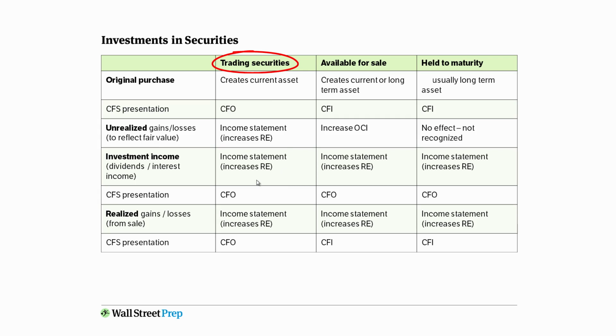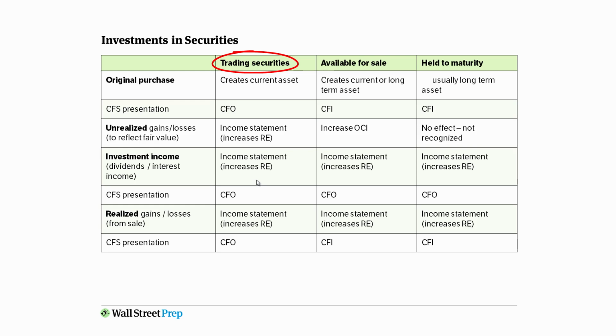Investment income, so if specifically the underlying equity is issuing dividends or the underlying bond is issuing interest payments, well, that's going to increase retained earnings directly through the income statement as well. So both unrealized gains as well as investment income are both going to be recognized through the income statement. And again, both those items are going to be presented under cash from operations.